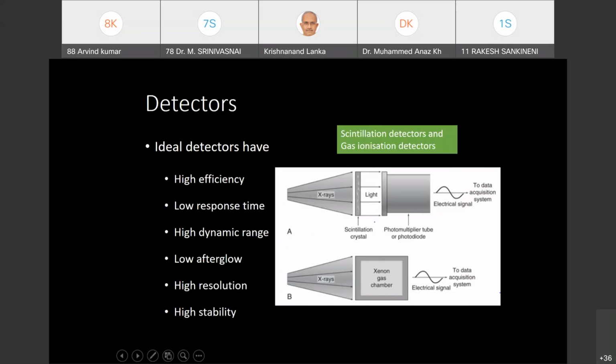Detectors, how the ideal detector should have high efficiency, a low response time, high dynamic range, and low afterglow. So this is another nuisance, low afterglow. Like, particularly those who are using tube lights in their homes, after you have switched off the tube light, there is a small afterglow after some time. Gradually that afterglow will go off. So that nuisance is also there in this kind of X-ray system. So you should have low afterglow, high resolution and high stability.